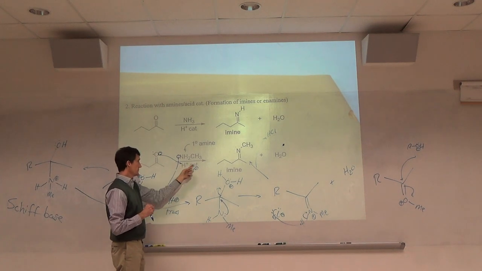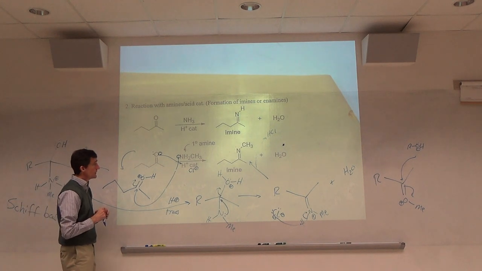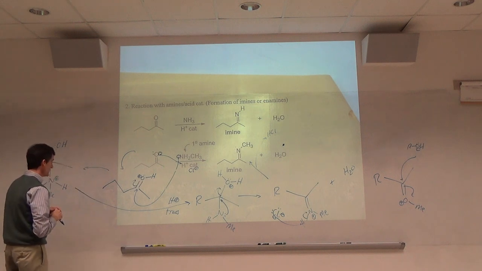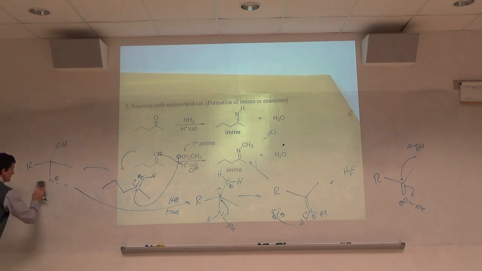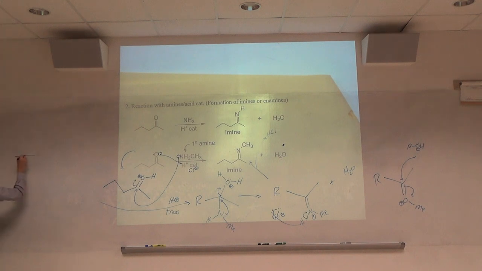Acid catalysts are not always necessary. In mechanisms, it's usually best to show it. It's easier. The reason you did not have to drive your reaction in lab is because your imine was highly conjugated. I mean, if we show an imine, there's an imine right there. So C double bond O becomes C double bond N.